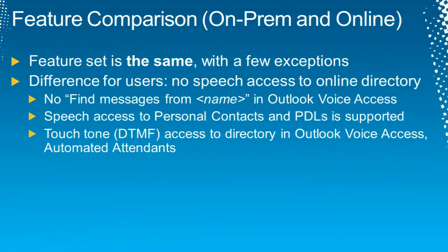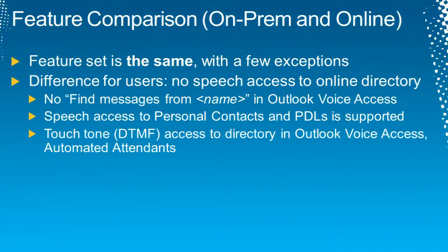For the users, the only difference they will notice is that there's no speech access to the directory if they're online. So this means, for example, if you're in Outlook Voice Access and you say directory, we'll transition into touch tone mode and you have to spell the names. It also means that commands like find messages from Michael Wilson, which work on-premises, aren't actually present in the online version yet. We support speech access to everything else in Outlook Voice Access.